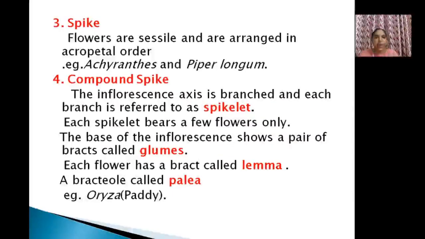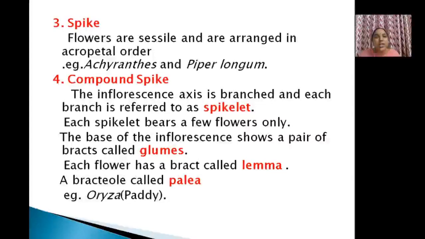Next is spike. What is spike? Flowers are sessile. What is simple raceme and panicle? Flowers are pedicellate. Clear? In spike, flowers are sessile, arranged in acropetal order. Examples are Achyranthes, Chiranthus kadaladi and Piper longum, our tippali. Then chira, amaranthus, having this type. So flowers are sessile, that is the only difference. Basal flowers are matured ones, upper flowers are younger ones, but they are sessile. That's the difference from simple raceme.